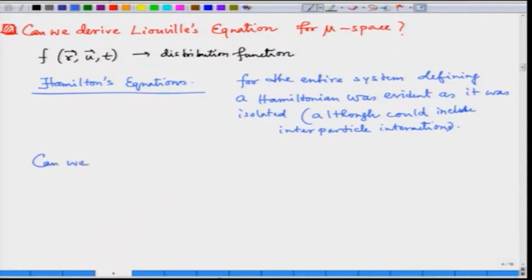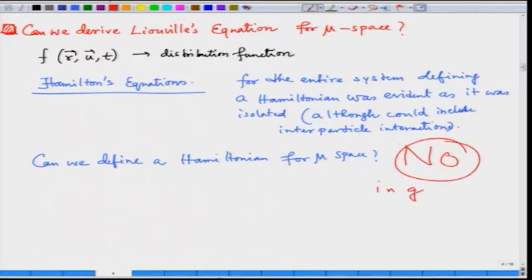The question is, can we define a Hamiltonian for mu space? The first level answer is no, in general. So, does that mean that we do not have any hope? Of course, when we say Hamiltonian here, that would be a Hamiltonian which is a function of r, u and at most a function of t.